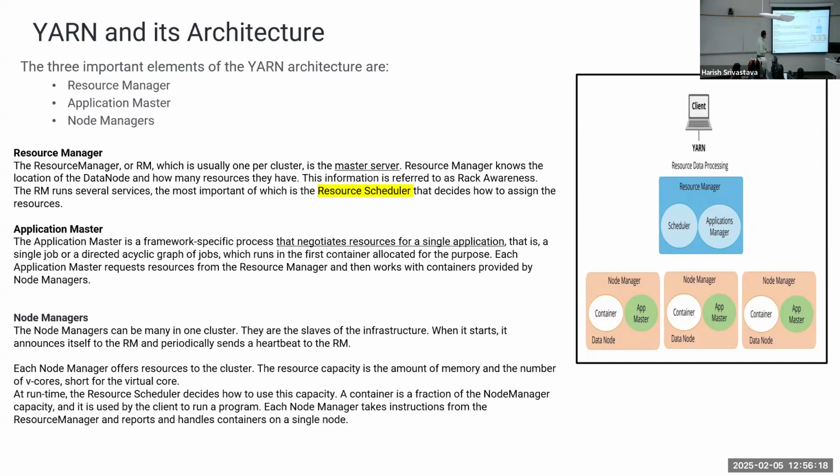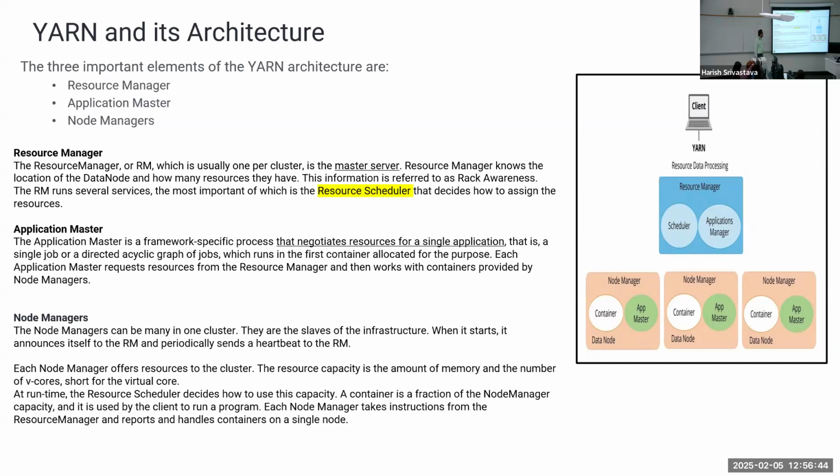So that's the concept. Each application master requests resources from the resource manager and then works with the container provided by the node manager. So once the resource has been assigned, the job is subjected to that data node where the node manager is running. What is the task of the node manager? There can be many node managers in one cluster. Everyone agrees with it. They are the slaves of the infrastructure.